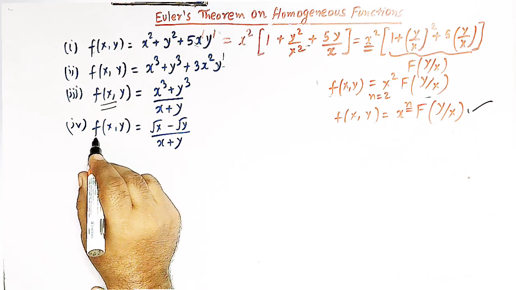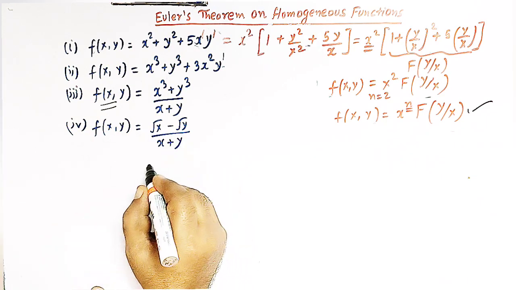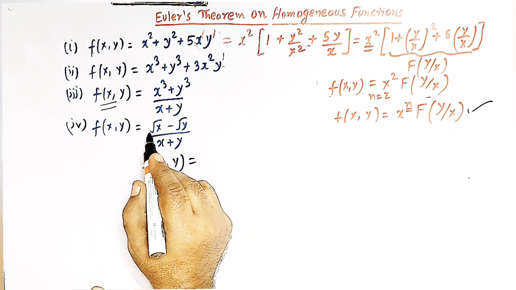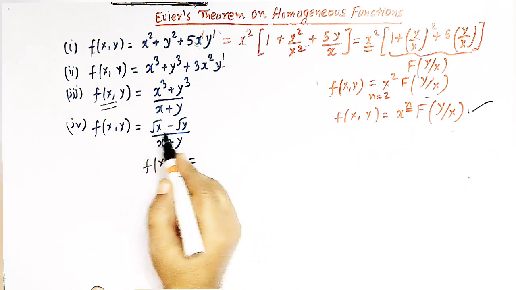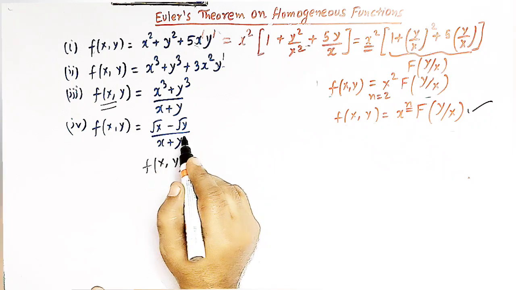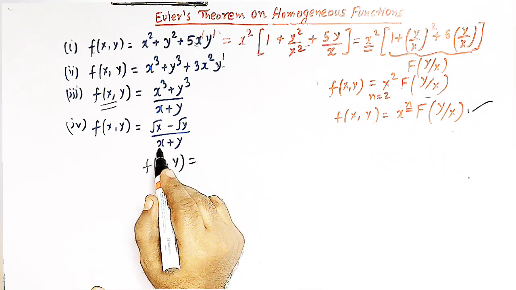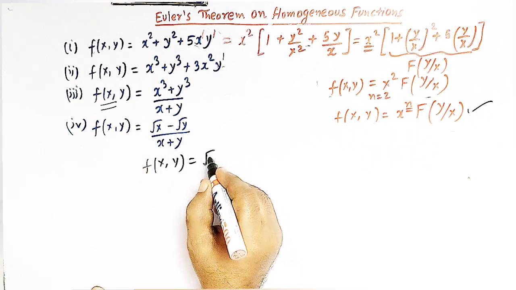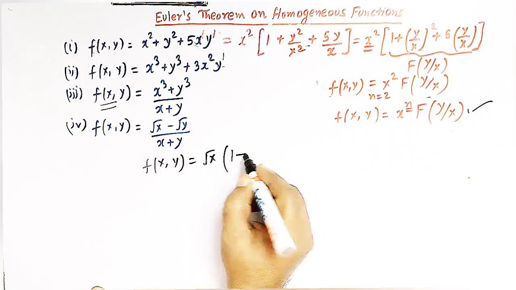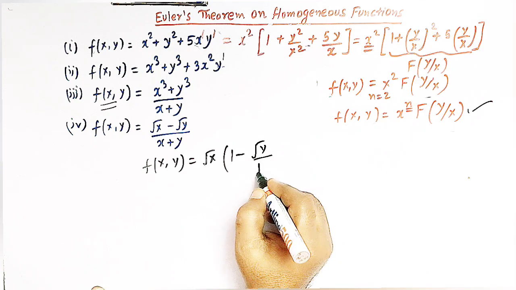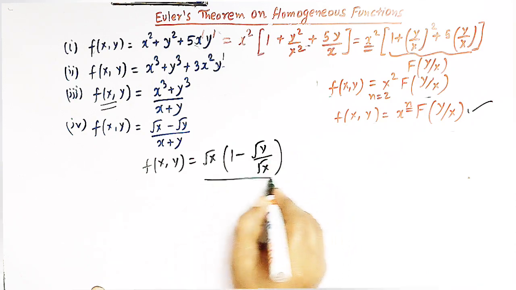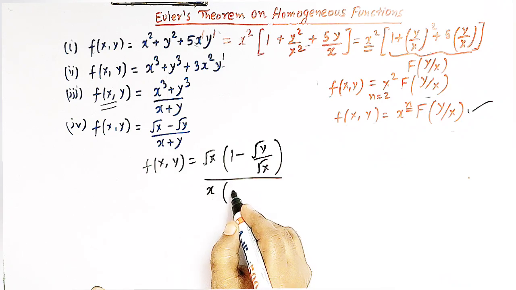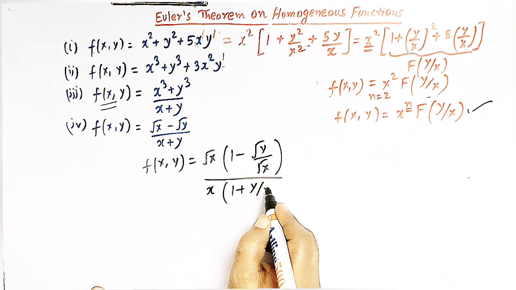Now let us consider the fourth example. Here we can write f of x comma y, and in the numerator we have root x minus root y divided by, in the denominator we have x plus y. So in the numerator we can take square root of x common. So we have 1 minus square root of y over square root of x divided by, here we can take x common. So we have x times 1 plus y over x.